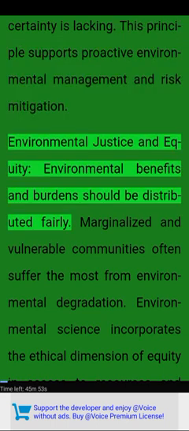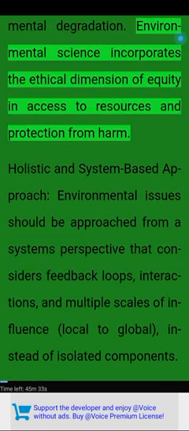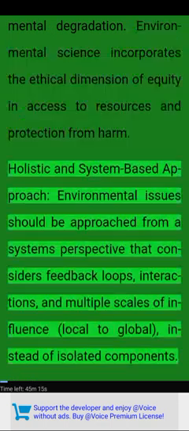Environmental justice and equity. Environmental benefits and burdens should be distributed fairly. Marginalized and vulnerable communities often suffer the most from environmental degradation. Environmental science incorporates the ethical dimension of equity and access to resources and protection from harm. Holistic and system-based approach. Environmental issues should be approached from a systems perspective that considers feedback loops, interactions, and multiple scales of influence, local to global, instead of isolated components.